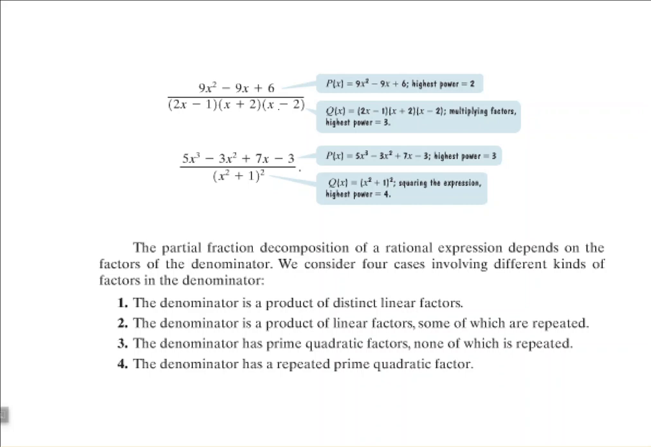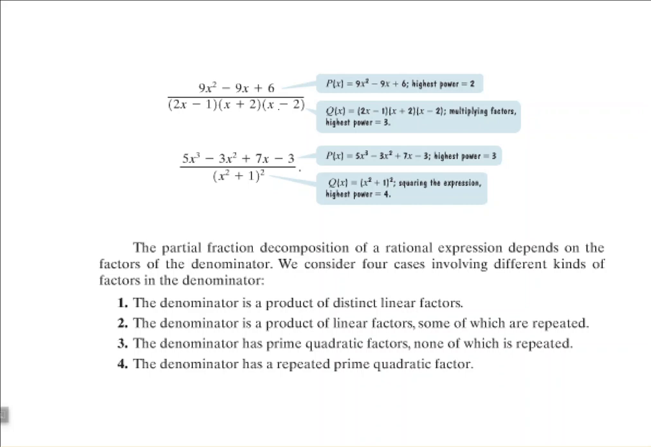Case 2 says that the denominator is a product of linear factors, some of which are repeated. So that means we may have x plus 1 times x plus 1 or x plus 2 squared in our denominator. But again, they're linear, so on the variable x, the exponent should be 1.